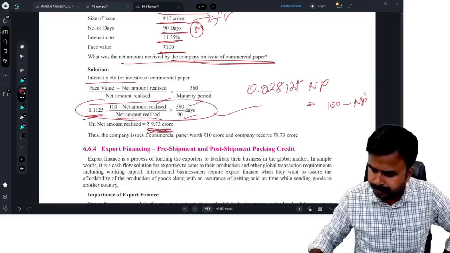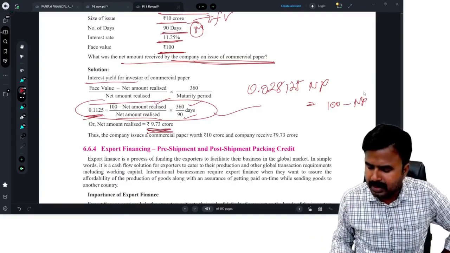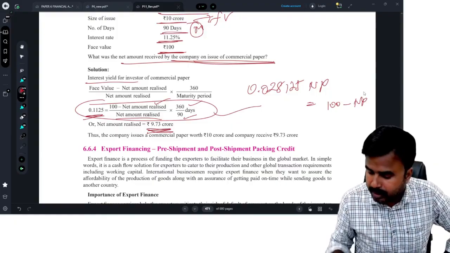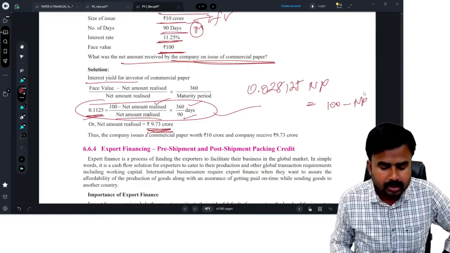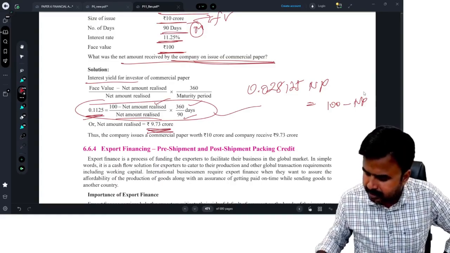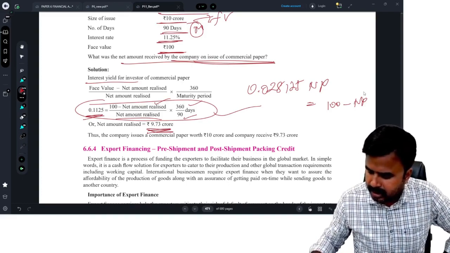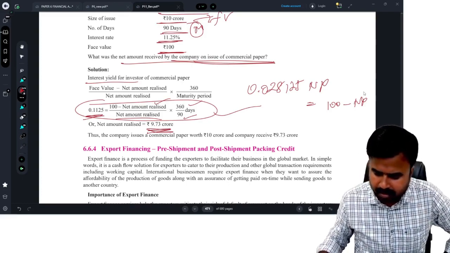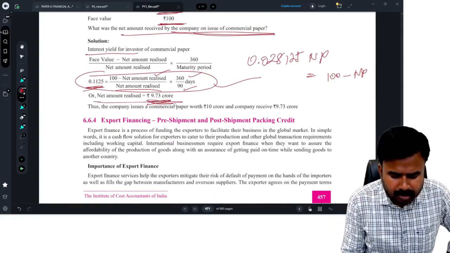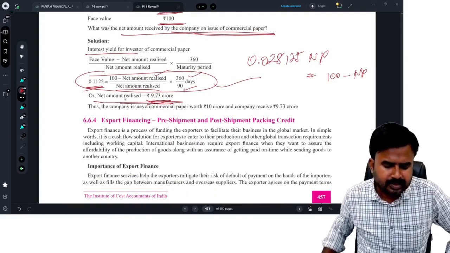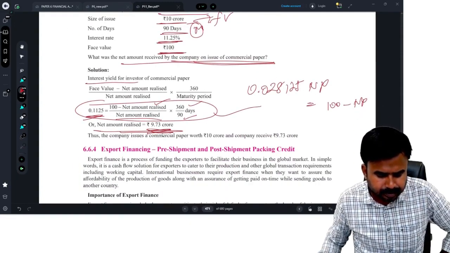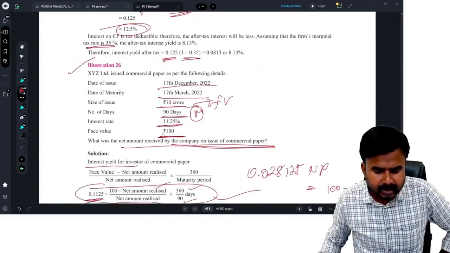So this is the net proceeds. So 10 crores divided by 100, into this number. Approximately it will be 9.8263 crores actually. I got some wrong number. Let me calculate this net proceeds in a different way.